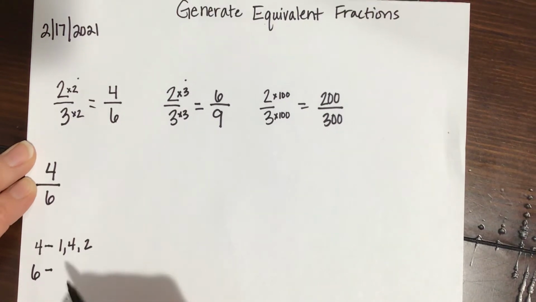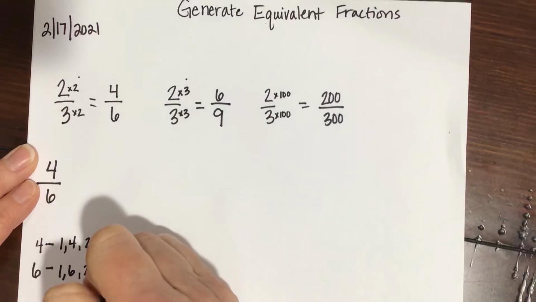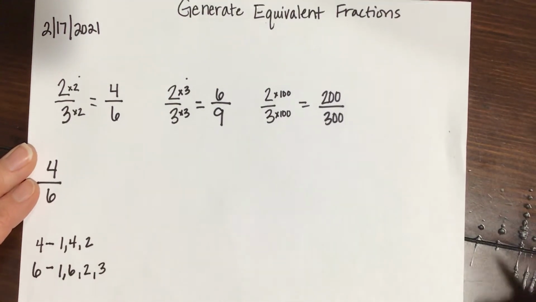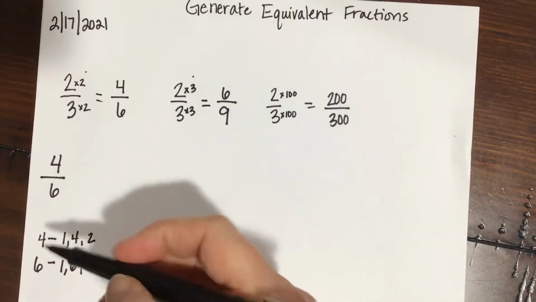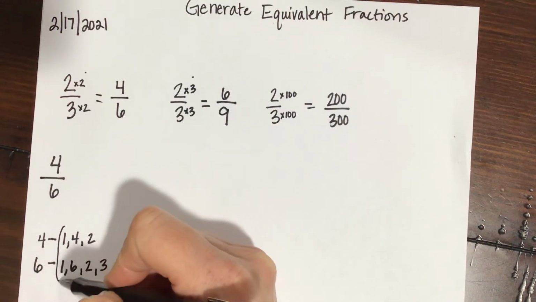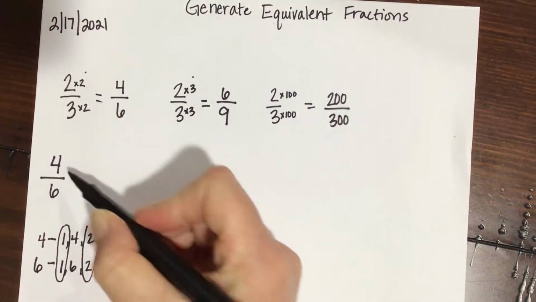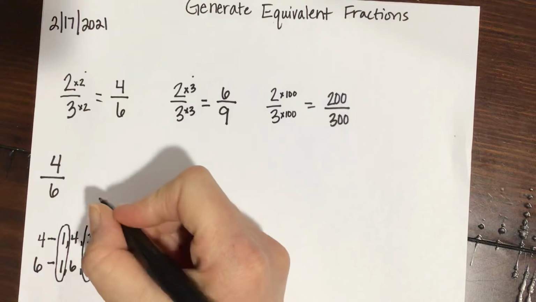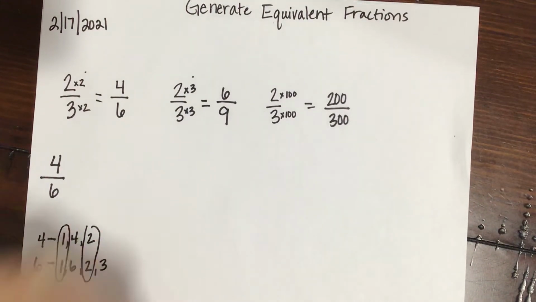What about the number 6? 1 times 6 is 6, and 2 times 3 is 6. So 6 has 4 factors. Let's find the ones they have in common. They can both be divided by 1, and they can both be divided by 2. Dividing 4 and 6 by 1 isn't going to do me much good. That's just going to give me 4/6 again.